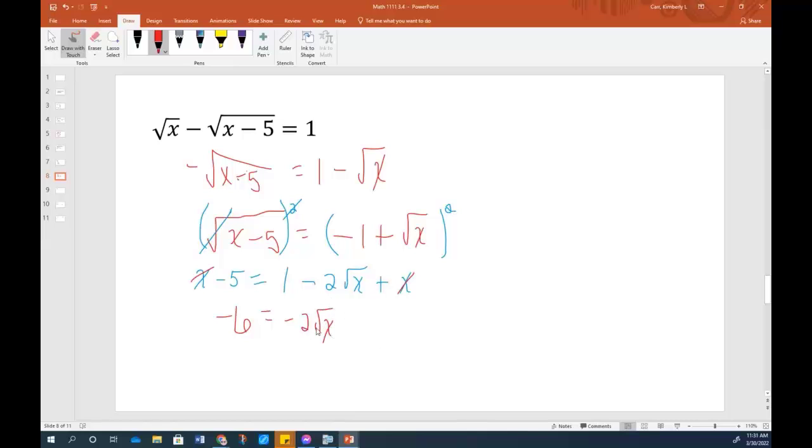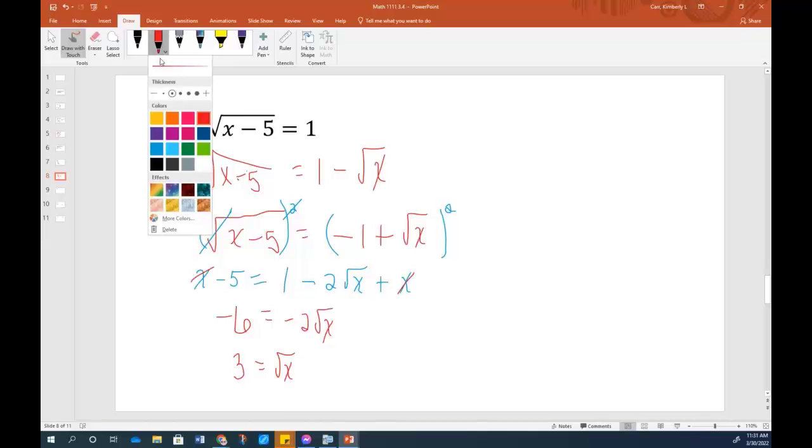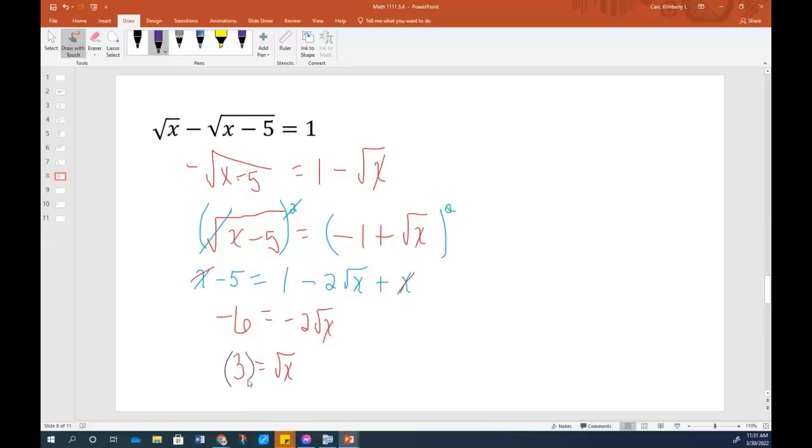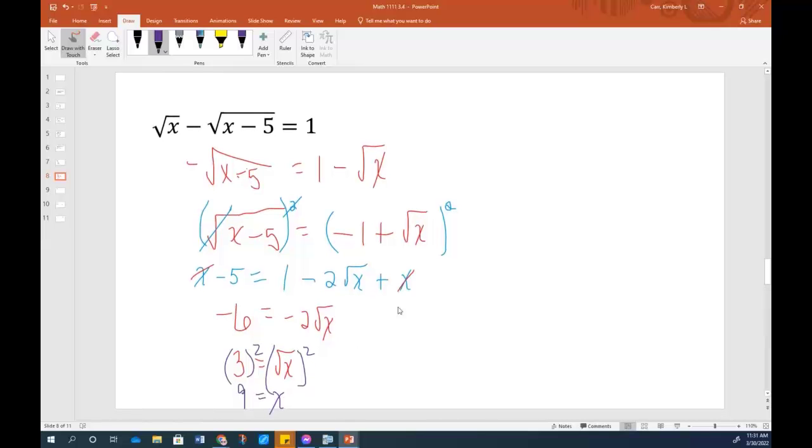Again, I'm trying to get that radical by itself, so I can do this again. Now if I divide both sides by negative 2, I'll get 3 equals the square root of x. So you can see this one's going to clean up pretty nicely for us, because now I'm ready to square both sides to get rid of that radical. And I end up with 9 equals x.